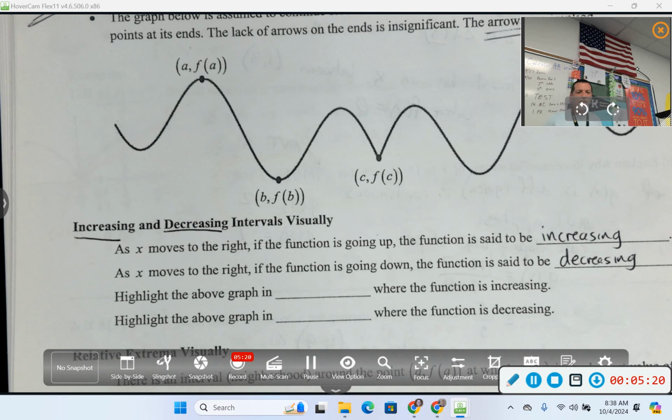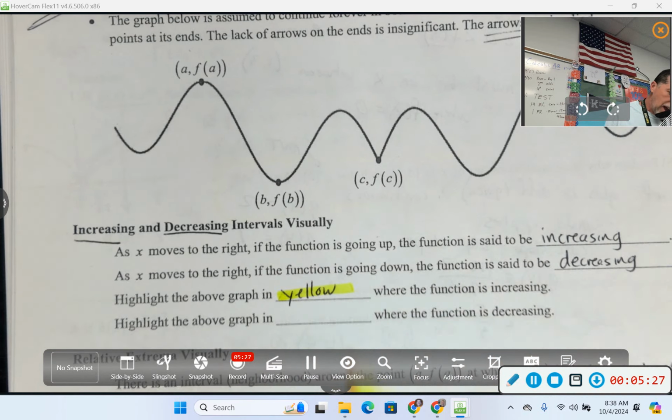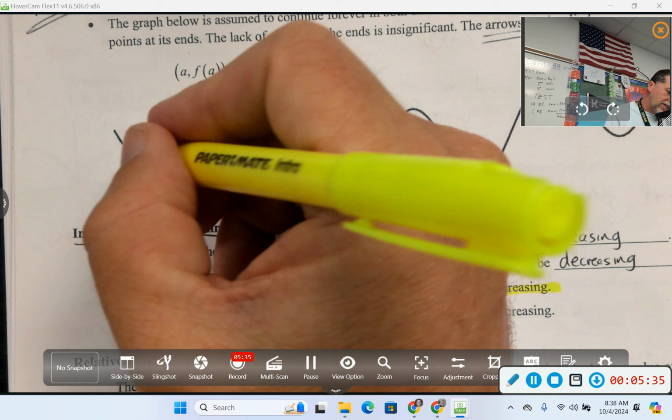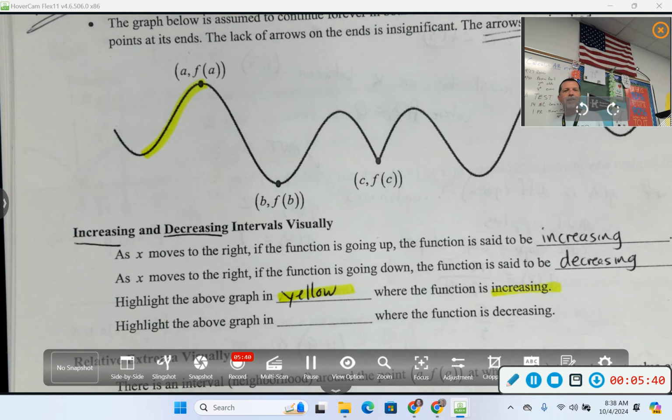So pick a color. It doesn't matter which color you pick. I'm going to just go yellow for the first one because that's just the one I grabbed. And then I'm going to highlight all the places where the graph is increasing. So as I move left to right, where am I going up? The first color you pick, highlight all the increasing intervals. That's not the only one, but that's the first one to get you started. Highlight the increasing intervals.